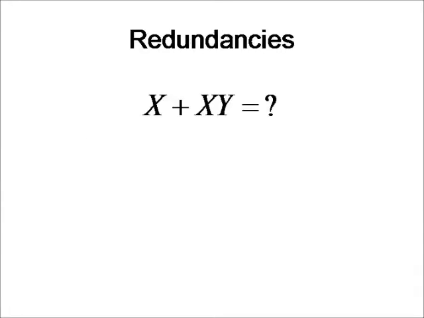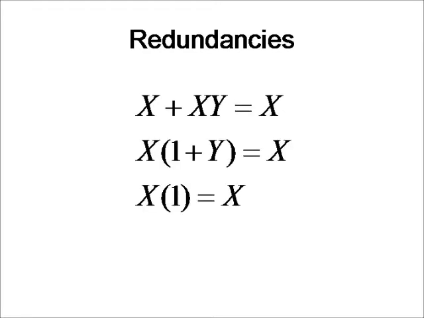In the last video, this is one of the problems that we looked at. We looked at x ORed with xy, or x plus xy, whichever way you prefer. And we said that the answer was x because xy is a redundancy. We can prove this by using the distributive property, like so. We take x and factor it out, and we have 1 plus y, which turns out to be 1. So x times 1, or x ANDed with 1, makes x.